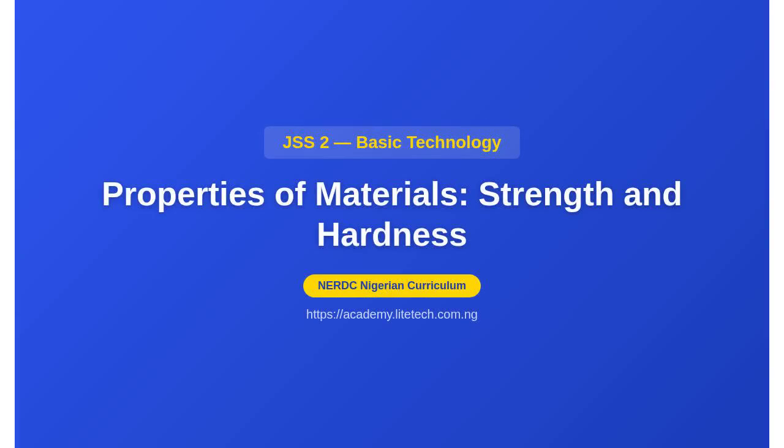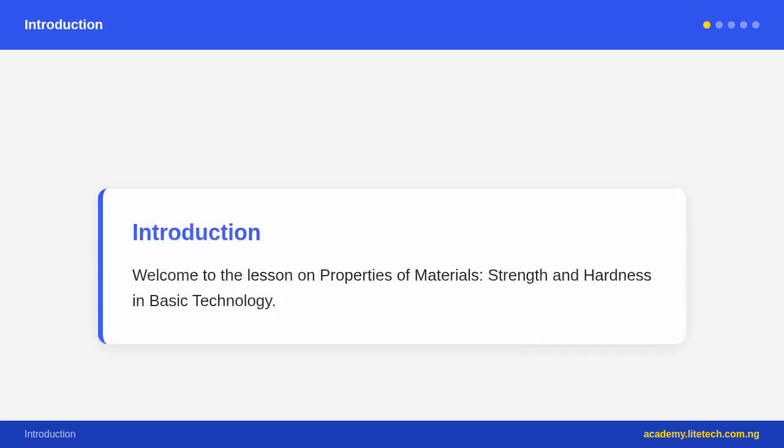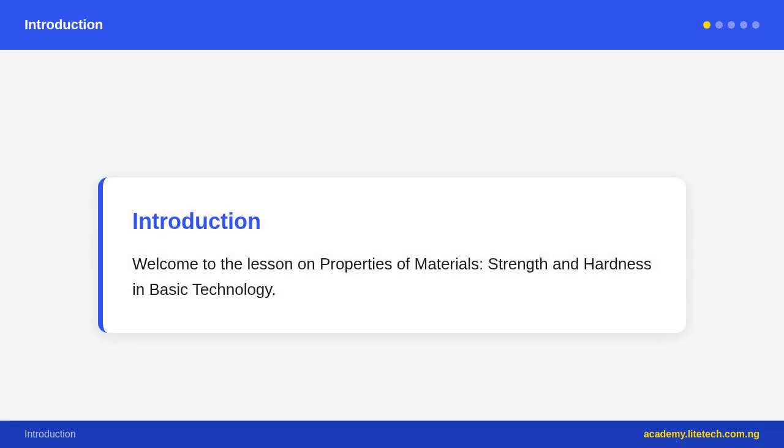Good morning, class. Today in JSS 2 Basic Technology, we are studying the properties of materials, specifically strength and hardness, along with related properties that engineers use to select the right material for the right job. Every material used in technology, whether metal, plastic, wood, or concrete, has specific properties that make it suitable for certain applications and unsuitable for others. Understanding material properties is fundamental to engineering design.